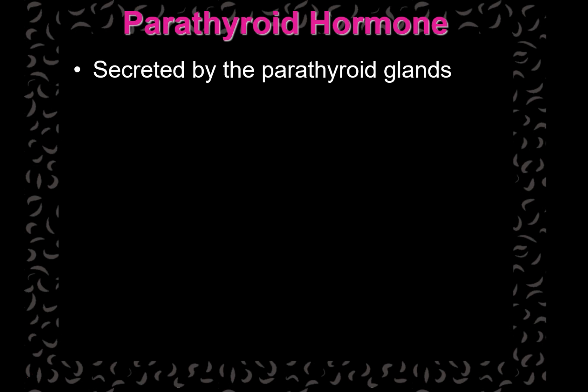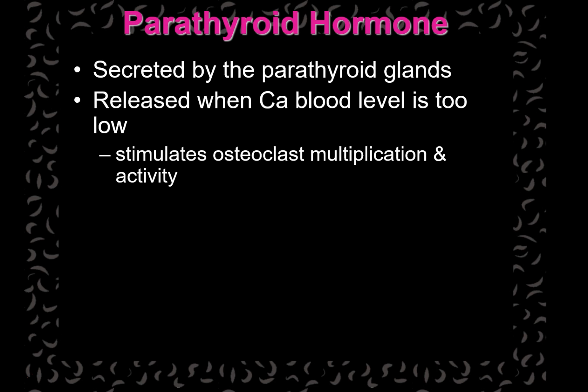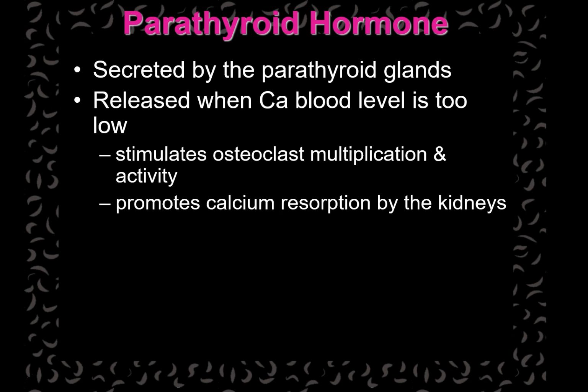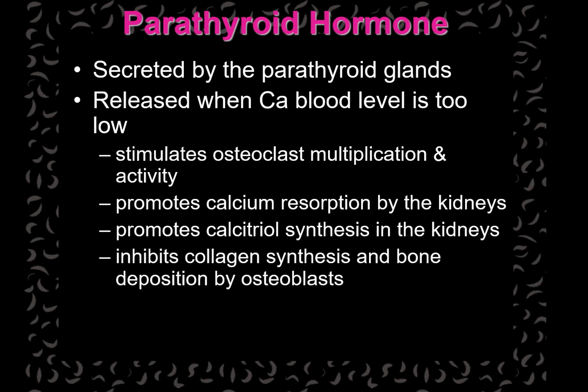So if you remember what calcitriol does, parathyroid hormone is going to do the same thing. It's going to function to increase blood calcium levels. Okay? It's secreted when blood calcium levels are too low because it wants to increase them. So what's it going to do? Stimulate osteoclast multiplication and activity, promote calcium reabsorption by the kidneys, promote calcitriol synthesis by the kidneys. As you can see, the kidneys are pretty important. And it's going to inhibit the osteoblasts. Okay?